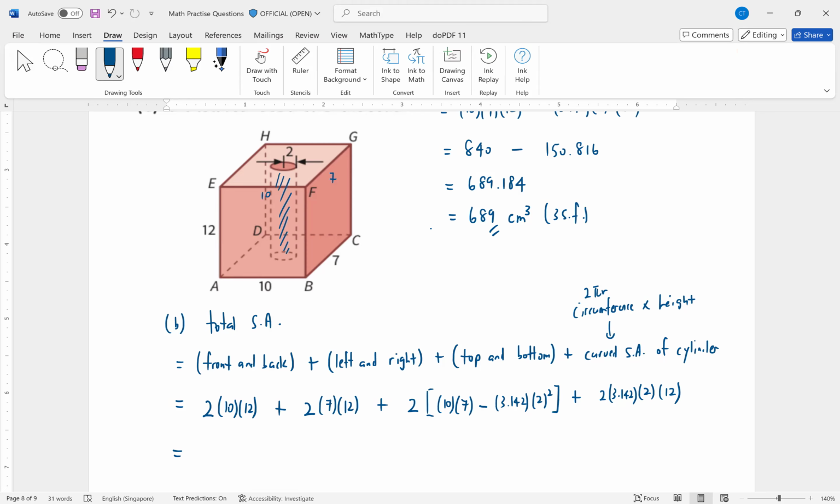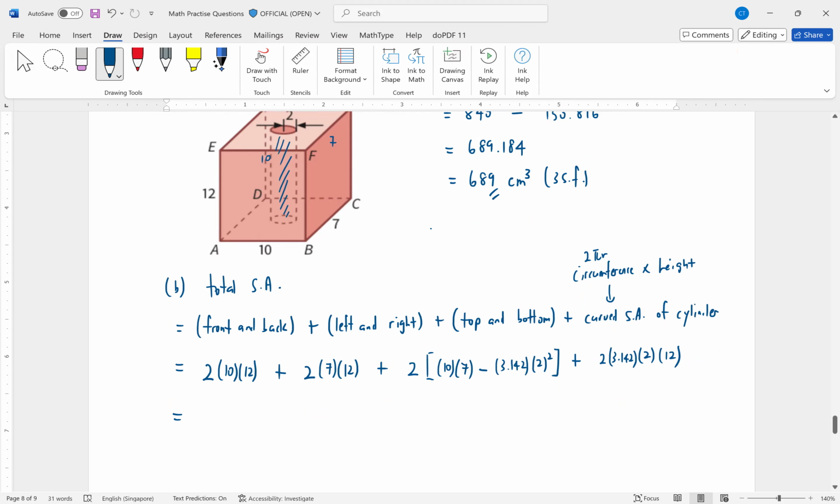Front and back, which are rectangles. Left and right, rectangles. Top and bottom, which is the rectangle minus away the circle. Then the curved surface area. So remember this one: curved surface area is circumference times height.